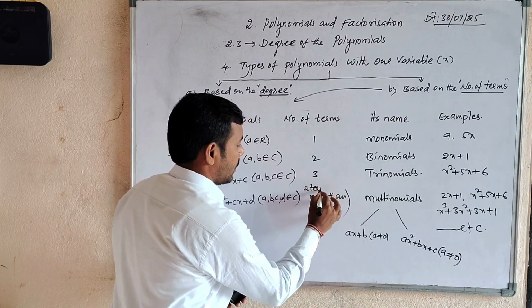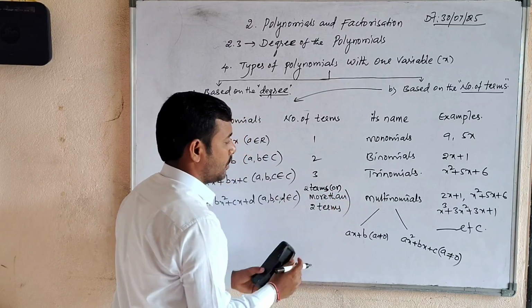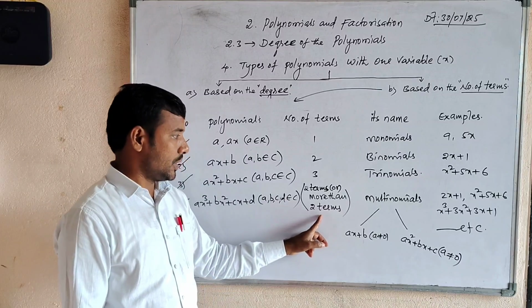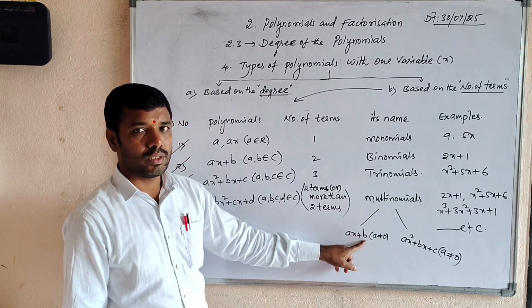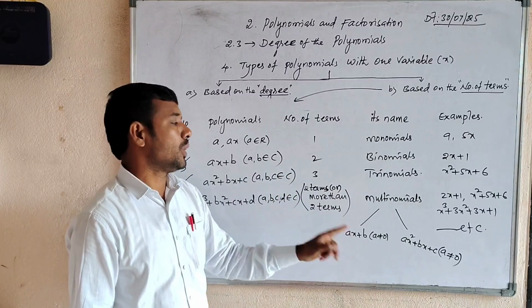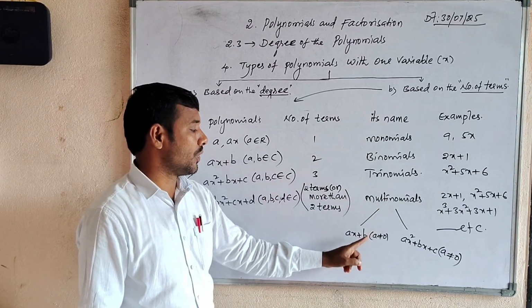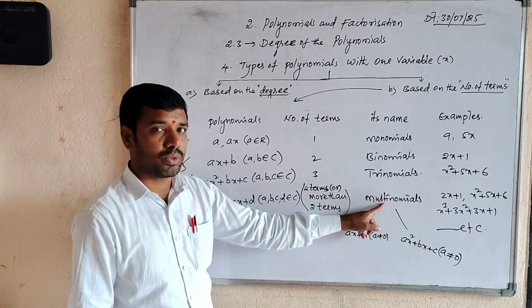Two terms are more than two terms. Just see, ax plus b. How many terms are there in this? Two terms there. So for that reason this is called a multinomial also. Note, very very important, that it is a binomial as well as a multinomial also.